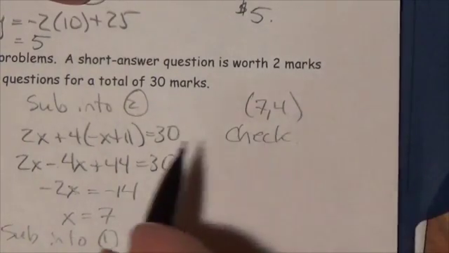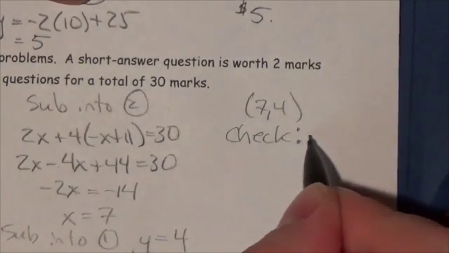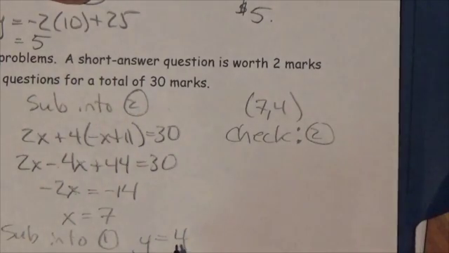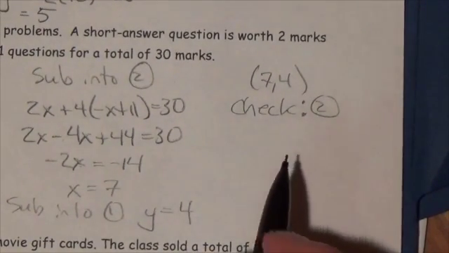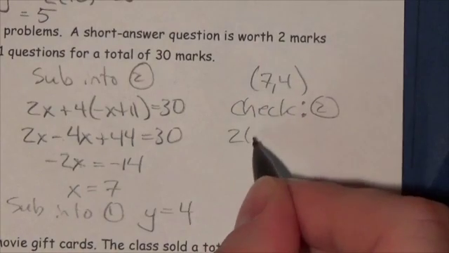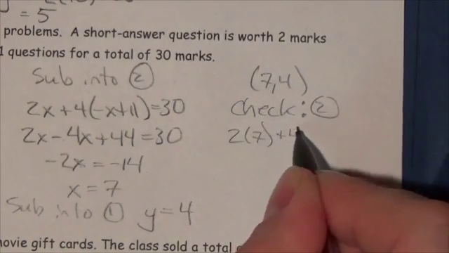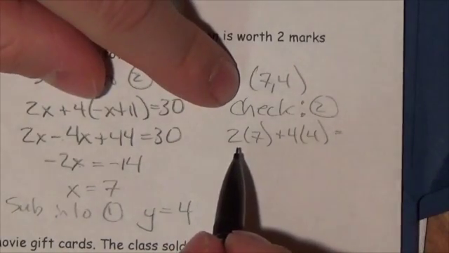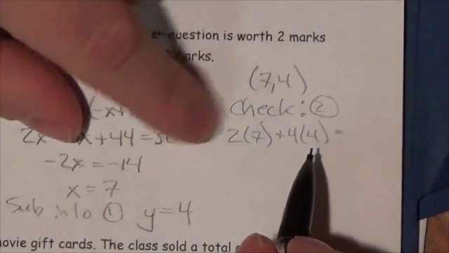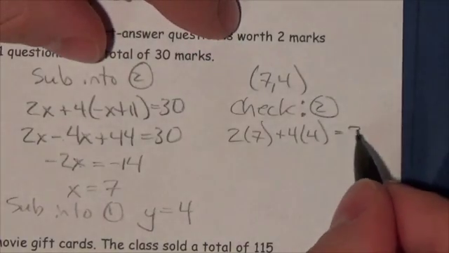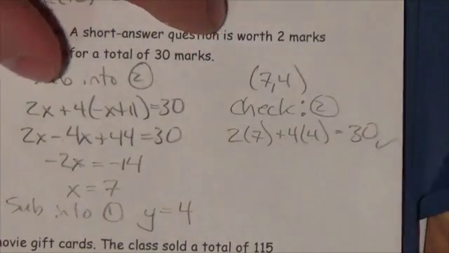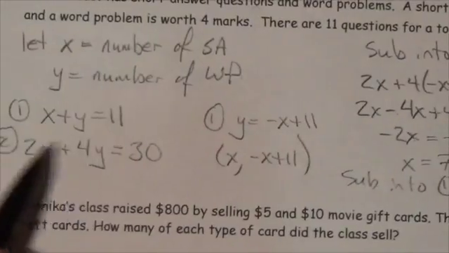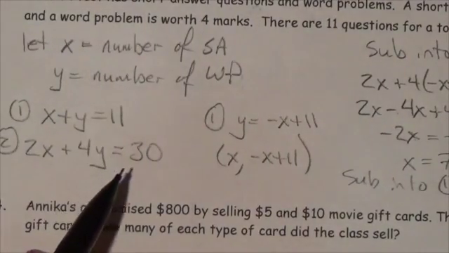Now, I used equation 1 to get that y coordinate right there. So I'm going to check this in equation 2. So that'll be 2 times 7 plus 4 times 4. Let's just think about what that equals. 2 times 7 is 14. 4 times 4 is 16. Well, 14 and 16, that's 30. That's exactly what I wanted. Good. There it is. It is equal to 30 here.